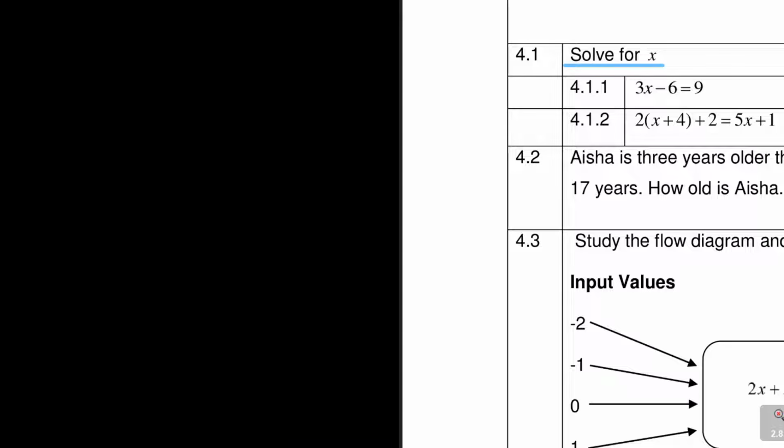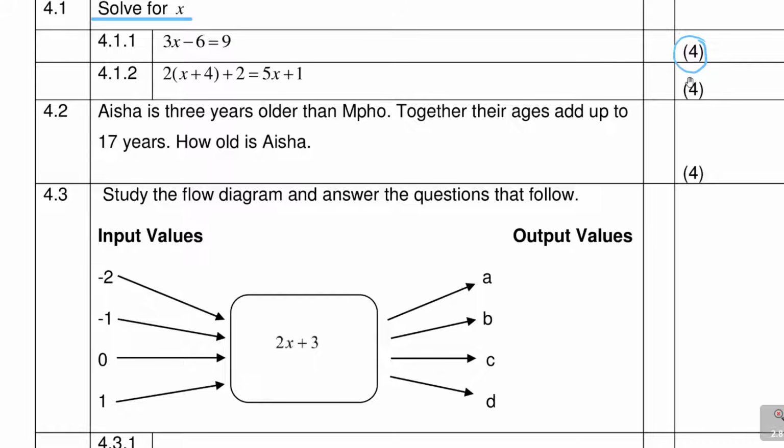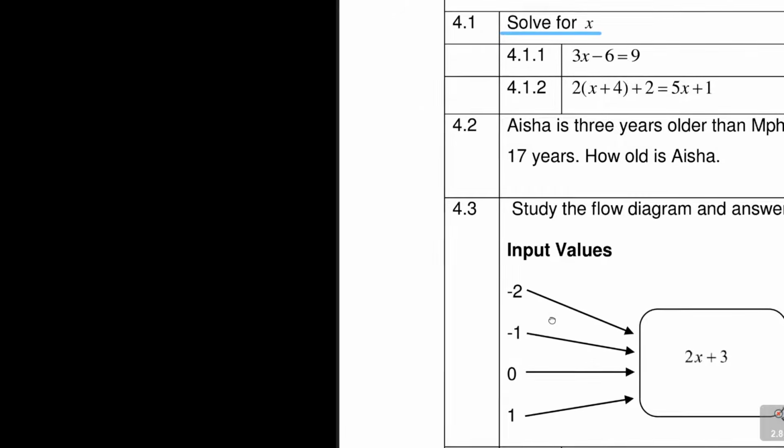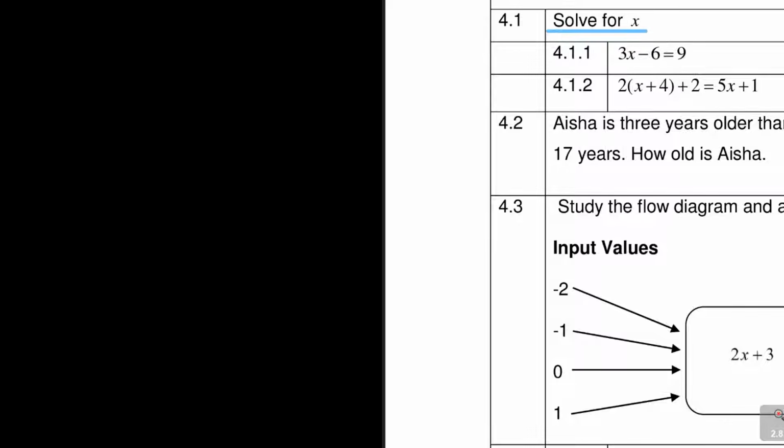So that was the first one. Let's go to the second one. It says 4.1.2. It's also 4 marks. You see, this is also 4 marks and you don't want to lose these marks. It looks a bit longer, but don't be intimidated by such sums. It says what? 2, then there is a bracket, and then it's x plus 4. Are you with me? And then it says plus 2 is equal to 5x plus 1.